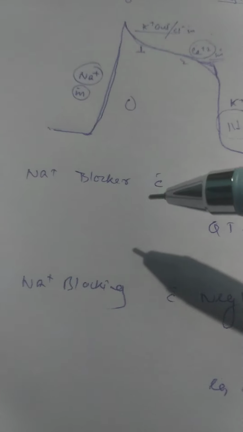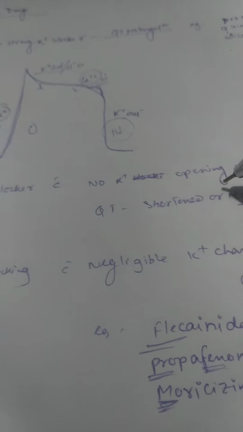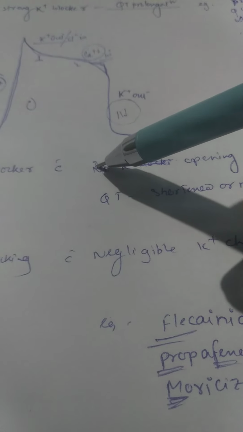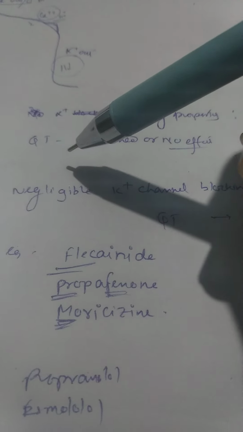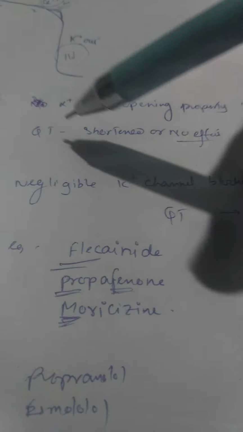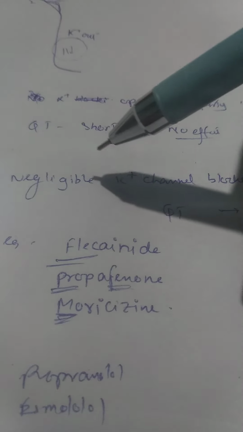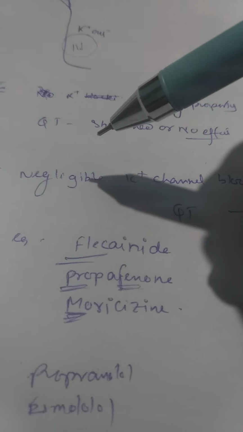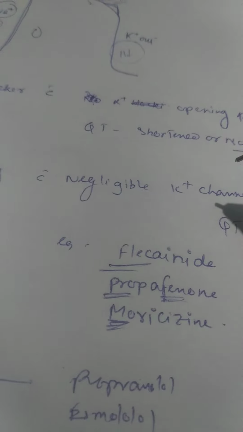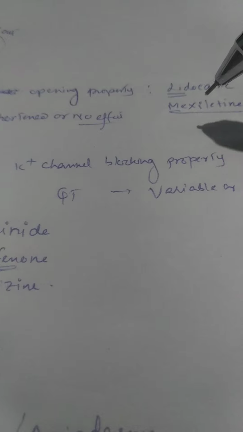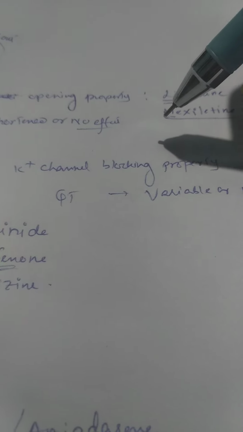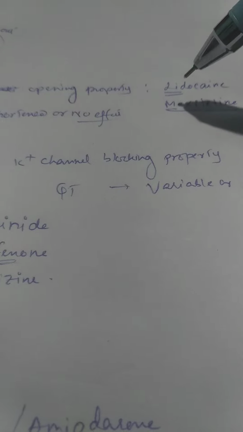Class 1B is a sodium channel blocker with potassium channel opening activity. You see, this class 1B drug has sodium blocking property, and at the same time it will also have potassium channel opening property. So QT is either shortened or there will be no effect on QT. If they ask questions about the QT interval for class 1B drugs, then definitely you have to say there is no effect, because sodium channel blocking property is balanced by potassium channel opening property. Ultimately no effect. Two drugs are very important, lidocaine and mexiletine, class 1B drugs.